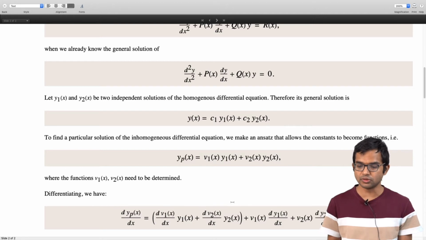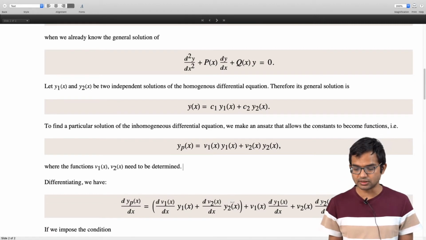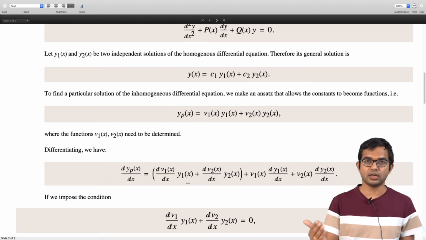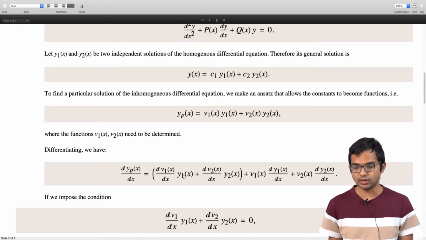In fact you can choose your v1 and v2 to be anything as long as yp is a particular function. So it turns out that if you impose this condition, it's somewhat arbitrary, but its justification is that it will work out, as we will see. You have to use some intuition to come up with a constraint of this kind. So we make this condition: dv1 by dx times y1 plus dv2 by dx times y2 equal to 0.